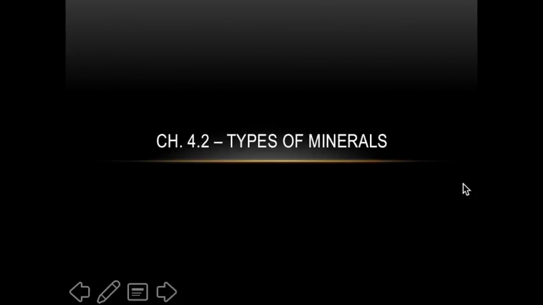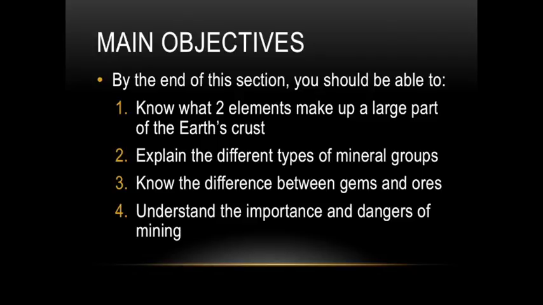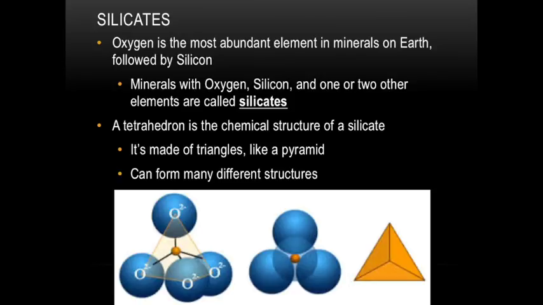So let's jump into chapter 4.2 and take a look at the types of minerals. By the end of this section, you should be able to know what the two elements are that make up a large part of Earth's crust. You should be able to explain the different types of mineral groups. You should know the difference between a gem and an ore, and then also understand the importance and dangers of mining. So if we take a look, oxygen and silicon are the two most abundant elements in Earth's crust.